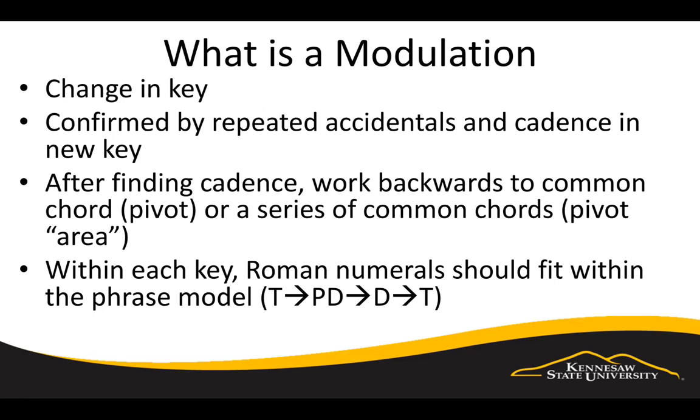Within each key, Roman numerals should fit within the phrase model. So tonic chords can go to whatever. Predominants, like 4 or 2, must go to 5. 5 needs to go back to 1.